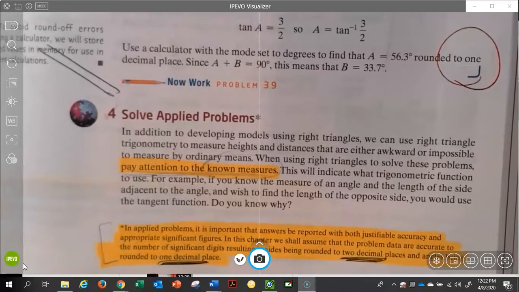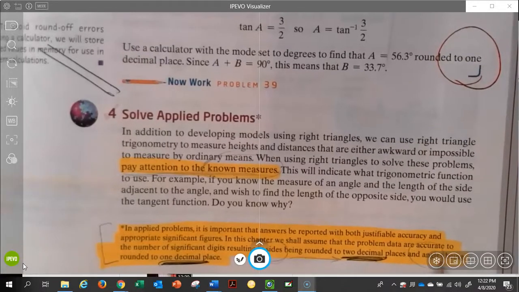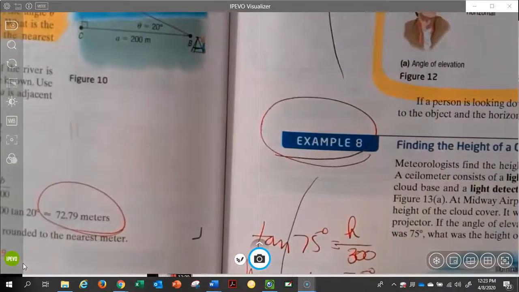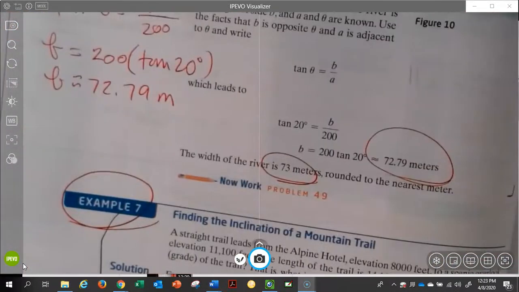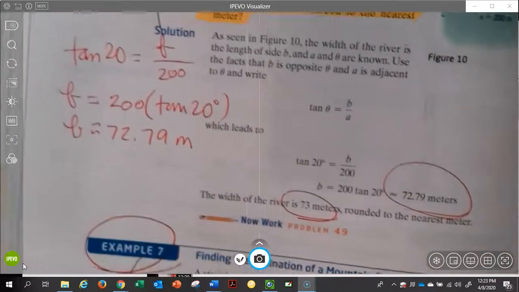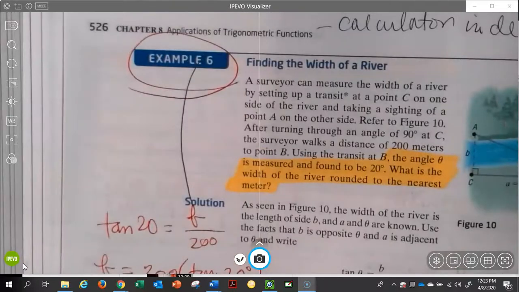And then they put a little note at the bottom that when we're looking at sides, we're probably going to round them to 2 decimal places, and angles are probably going to be rounded to 1. I will put information in the test, and you will have information in the homework, but a good rule is that we'll do sides to 2 decimal places, and we'll do angles to 1 decimal place.